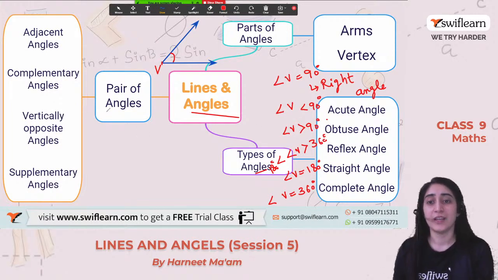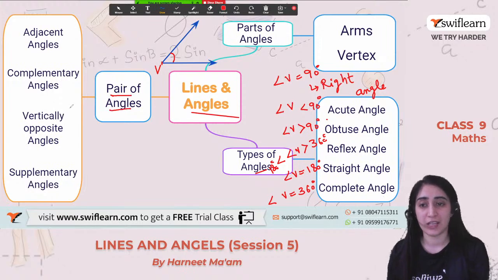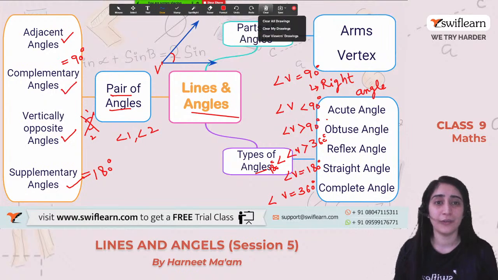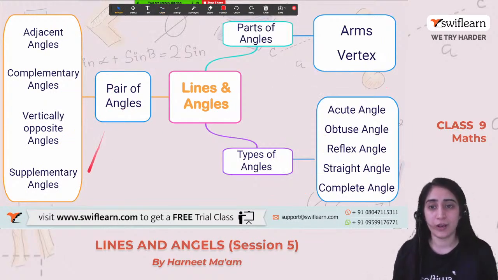This we have done. Now moving to pairs of angles. We have done adjacent angles, complementary angles, vertically opposite angles, supplementary angles. Complementary angles are those whose sum is equal to 90 degrees. Supplementary are those whose sum is equal to 180 degrees. And the vertically opposite are like this. This is angle 1, this is angle 2. So angle 1 and angle 2 are vertically opposite, right? Great. Moving on to the next.